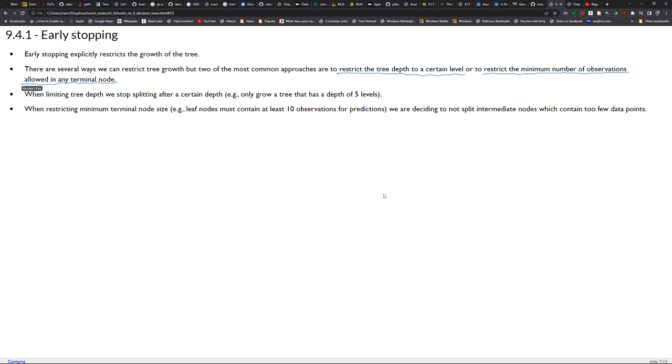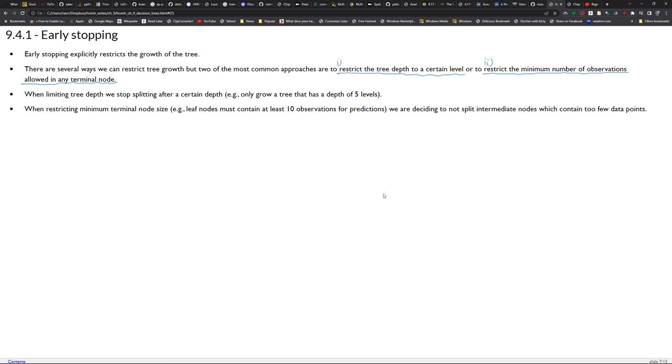But there's another way, and I explained this before, in terms of the minimum quantity of observations that you need in that terminal node, in that leaf node, okay? So for example, if you tell the algorithm in the argument that the leaf nodes have to have at least 10 observations from the data set, then when it crosses that threshold, it's going to stop splitting, right? So that also controls the depth of the tree.